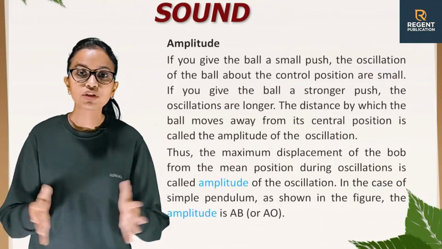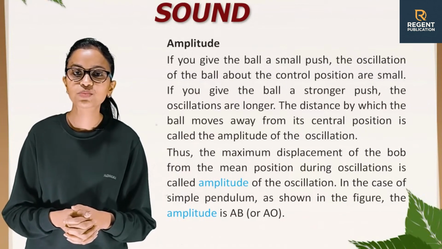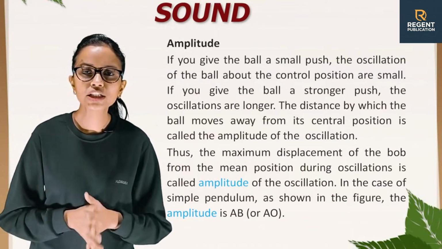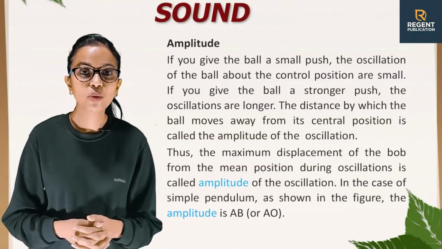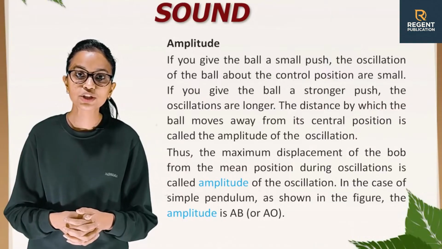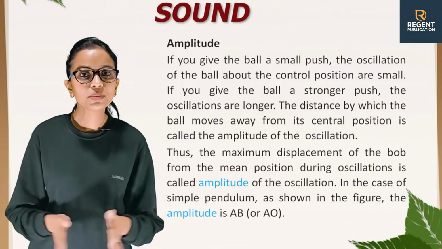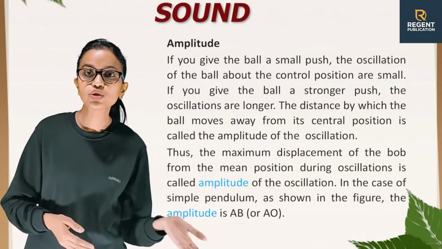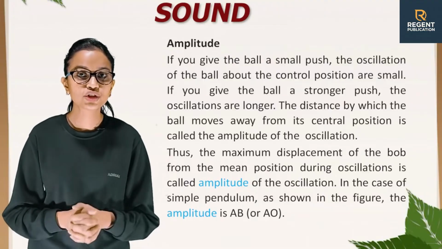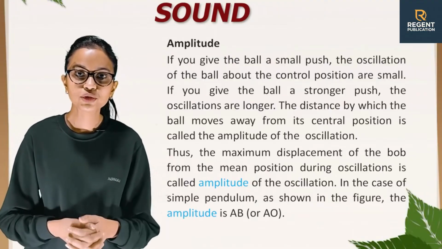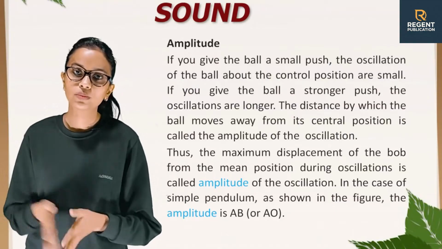Amplitude. If you give the ball a small push, the oscillations of the ball about the central position are small. If you give the ball a stronger push, the oscillations are larger. The distance by which the ball moves away from its central position is called the amplitude of the oscillation. Thus, the maximum displacement of the ball from the mean position during the oscillation is called the amplitude of the oscillation. In the case of the simple pendulum as shown in the figure, the amplitude is AB or AO.